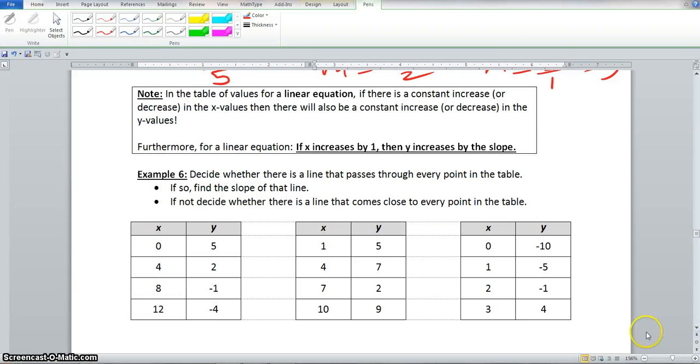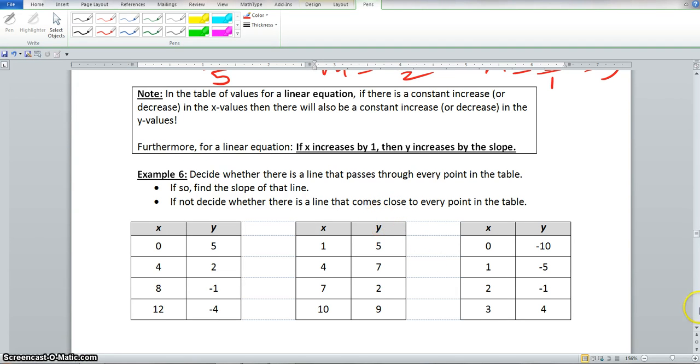Now it says, note, in the table of values for a linear equation, if there is a constant increase or decrease in the x values, then there will also be a constant increase or decrease in the y values, which we just went over above here. Furthermore, for a linear equation, if x increases by 1, then y increases by the slope. Example 6, decide whether there is a line that passes through every point in the table. If so, find the slope of that line. If not, decide whether there is a line that comes close to every point in the table.